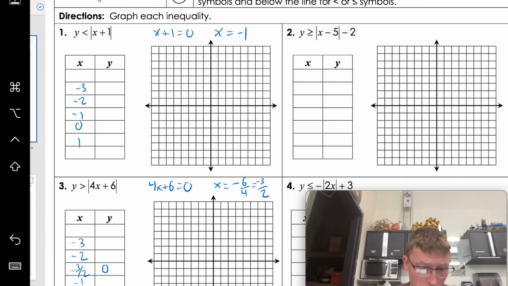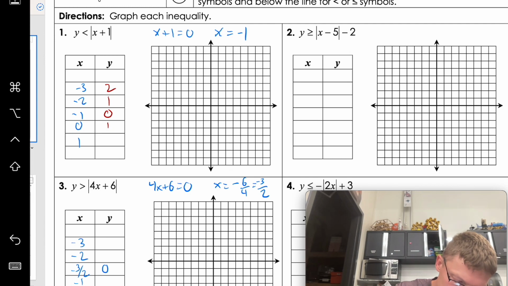So if I'm looking at number 1, I take x plus 1 equals 0. I get x equals -1. So that's where we're going to start with our vertex. When I plug -1 back in, we get 0. And then -2: -2 plus 1 is -1, absolute value equals 1. Then -3 goes back into x. -3 plus 1 is -2, absolute value 2, and it's going to go 1 and 2 down here.